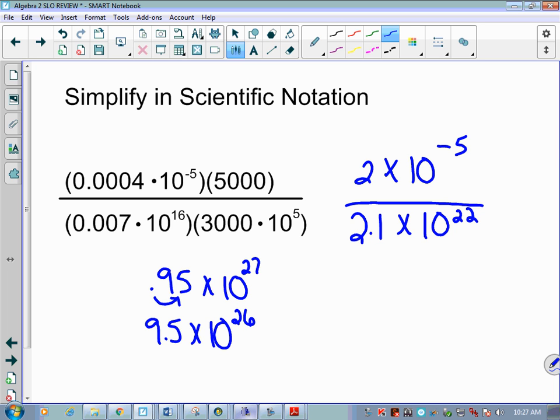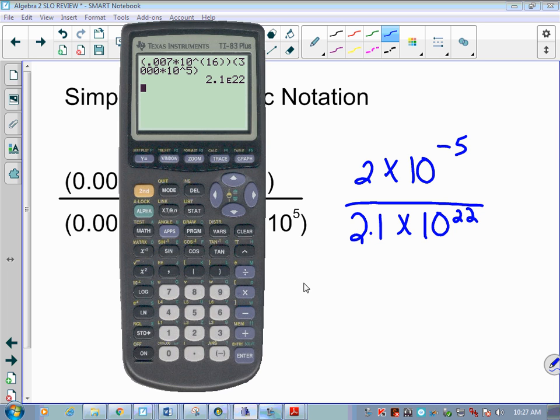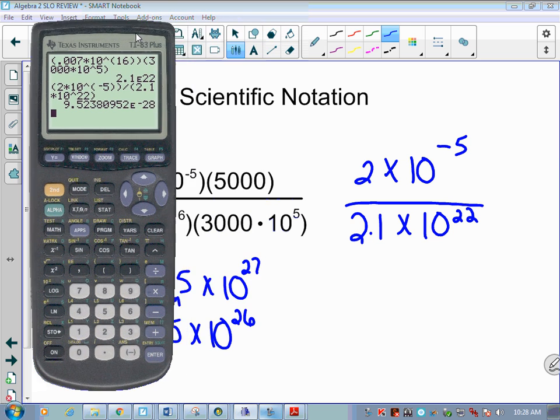Now let's check our answer, right? Because I want us to be able to check it and get it right. This is how I'm going to check this. I'm going to write parentheses 2 times 10 to the parentheses negative 5th, close both sets of parentheses. Now I'm going to hit divide by parentheses 2.1 times 10 to the 22nd, close parentheses. 9.5 times 10 to the negative 28th.